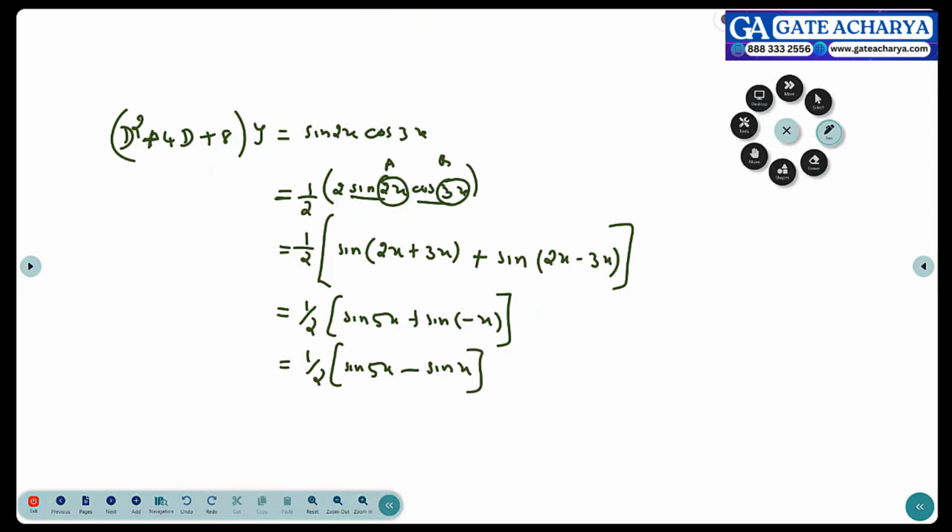After this you know what to do. Separate this as particular integral 1 and this as particular integral 2. In the first, D square is replaced by minus 5 square; in the second, D square by minus 1 square. So the particular integral is 1 by 2 times [1 by (D square plus 4D plus 8) into sin 5x, minus 1 by (D square plus 4D plus 8) into sin x]. Replace D square with minus 5 square in the first and minus 1 square in the second, and complete it.